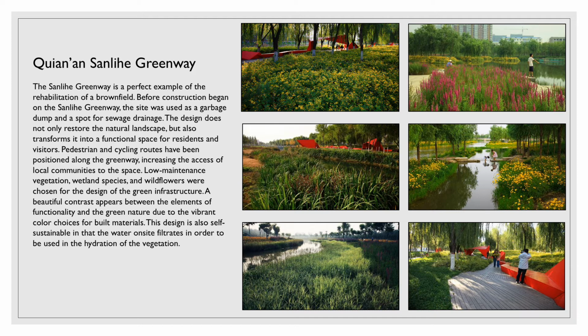Low-maintenance vegetation, wetland species, and wildflowers were chosen for the design of the green infrastructure. A beautiful contrast appears between the elements of functionality and the green nature due to the vibrant color choices for built materials. This design is also self-sustainable in that the water on site filtrates in order to be used in the hydration of the vegetation.